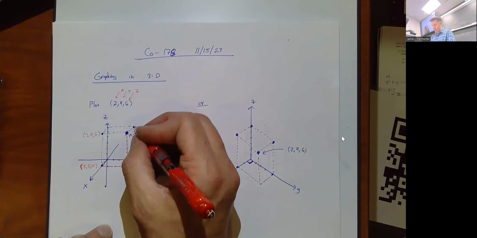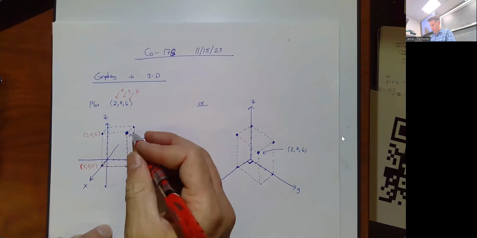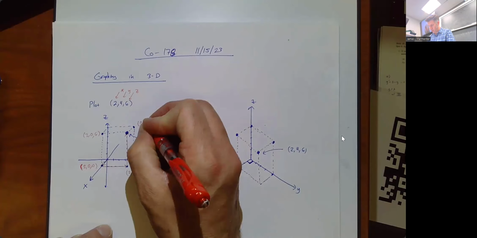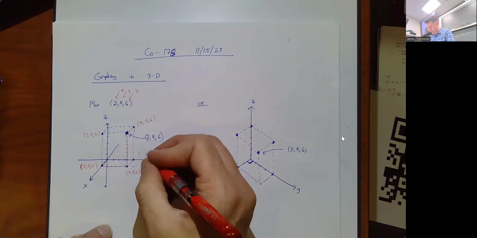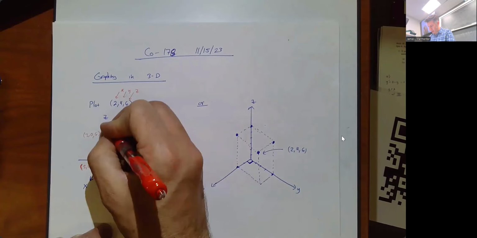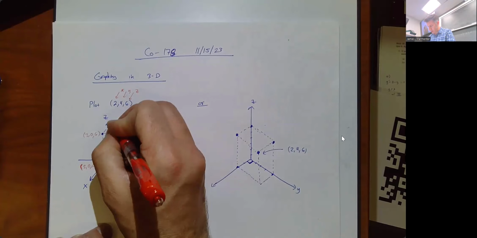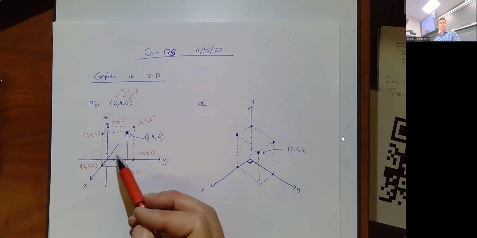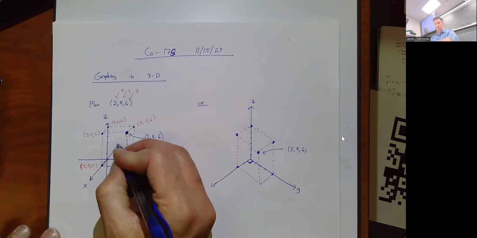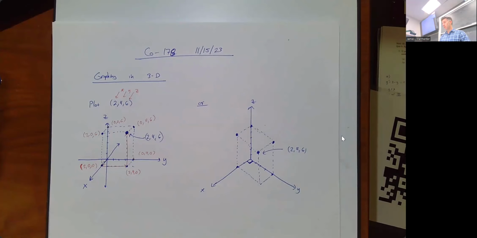Here's the point, let's see, I've gone in the Y direction and the Z direction, but not in the X, so that's 0, 4, 6. And I guess I could label this one as well. That is 0, 4, 0, and I could label that one as well. That's 0, 0, 6. Again, if I'm only trying to draw that point there, I'm not going to label all those other ones, but we certainly can to see what's happening. Questions so far? Okay.